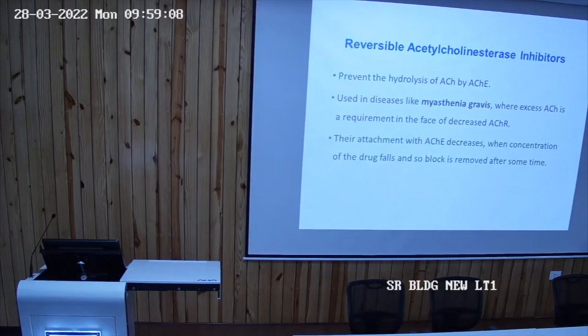Because when the concentration of the drug falls, the block is removed after some time. That's why it is called reversible. Examples are neostigmine and physostigmine, and also pyridostigmine. So these are the reversible acetylcholinesterase inhibitors.